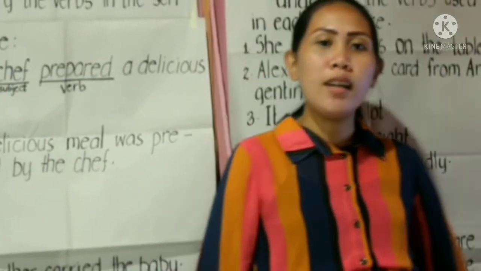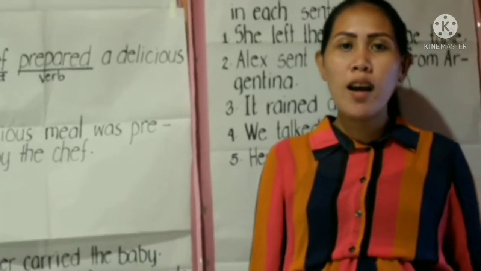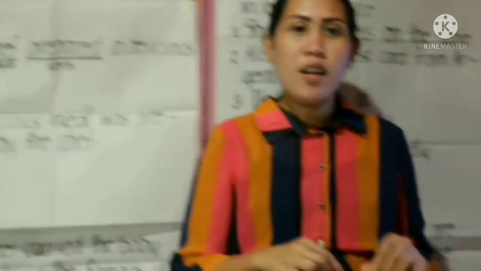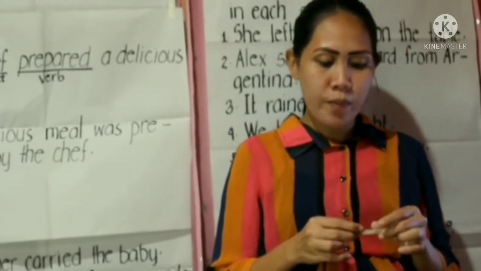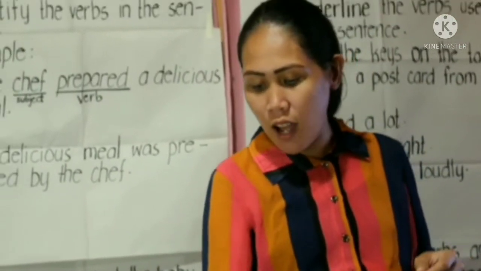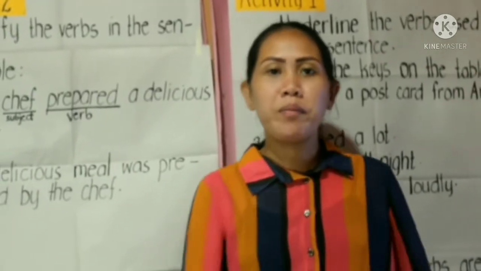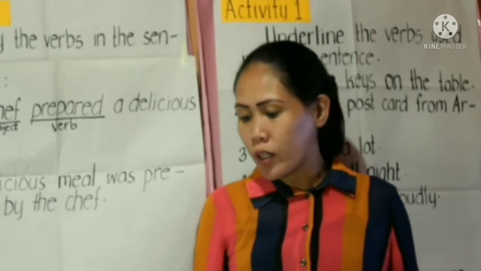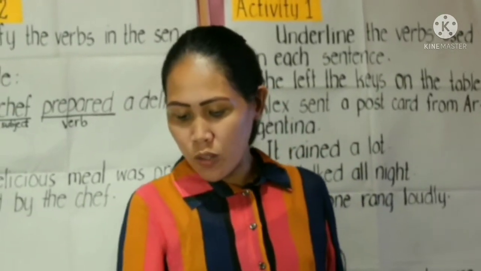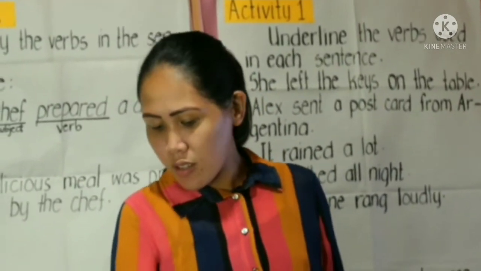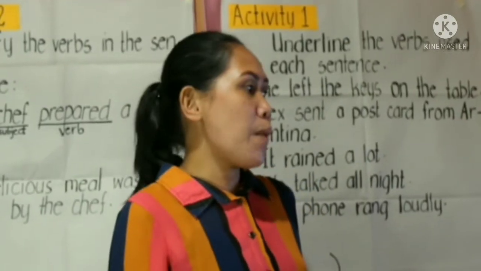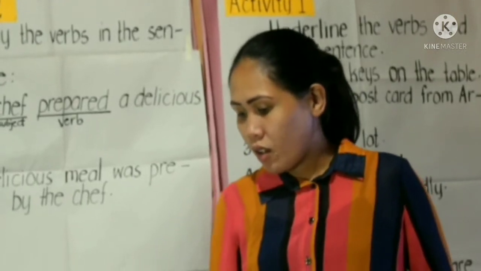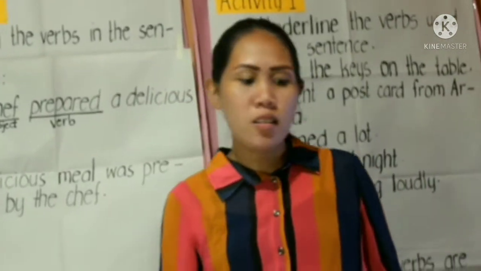Okay, class, are you done? Okay, very good. Who is the leader in group 1? Read your answers, the 5 sentences in active voice. Okay, very good. How about group 2? Are you done? Okay, so read your answers, the sentences that are made in passive voice form. Okay, class, so very good. All your answers are correct.